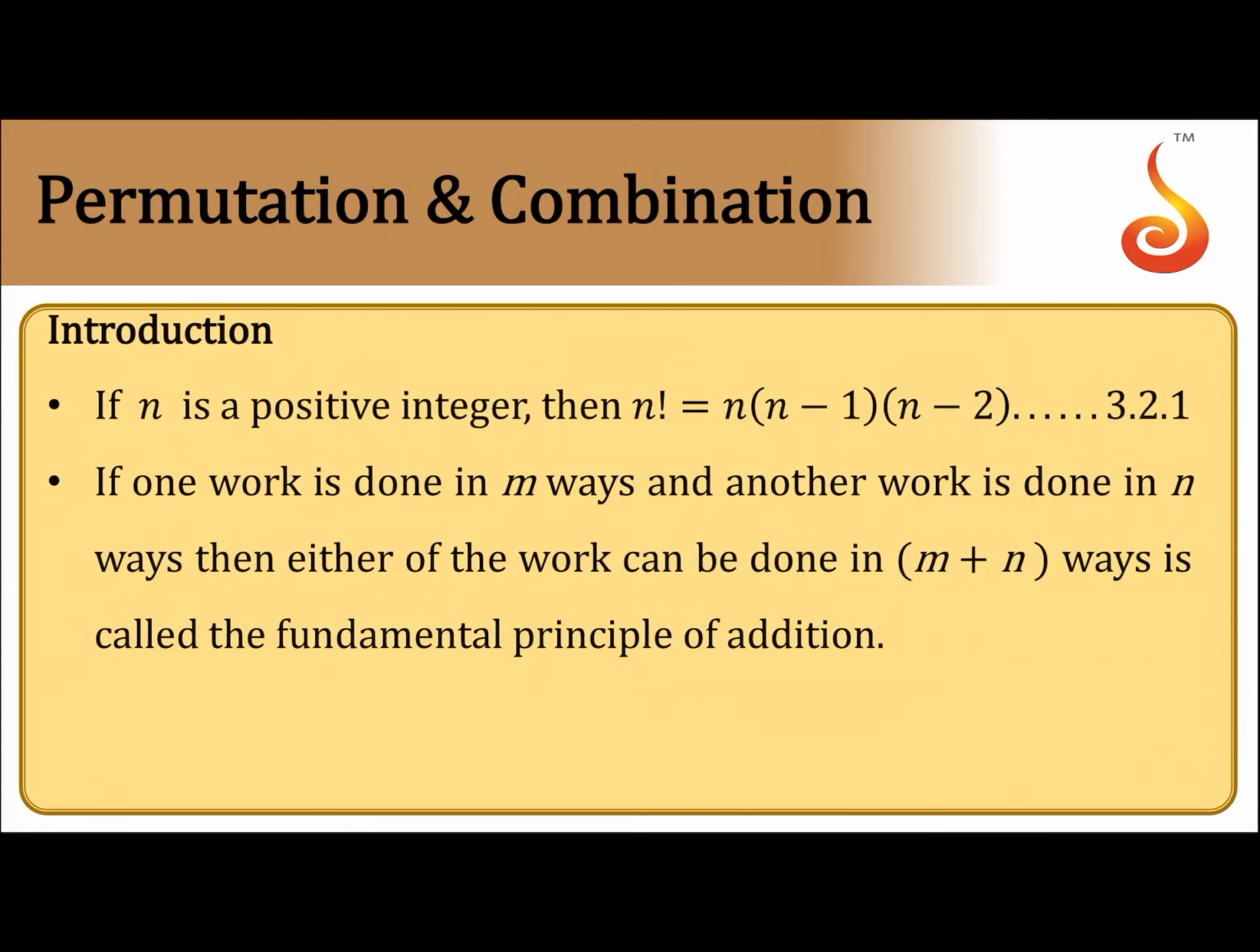To start with permutations and combination, the first basic concept is about the factorial of n and fundamental principles. If n is a positive integer, then n factorial is the product of n natural numbers starting from 1 to the number n. So 1 into 2 into 3 and so on up to n. The product is represented as n factorial or factorial n. And in particular 0 factorial is equal to 1, 1 factorial is equal to 1.